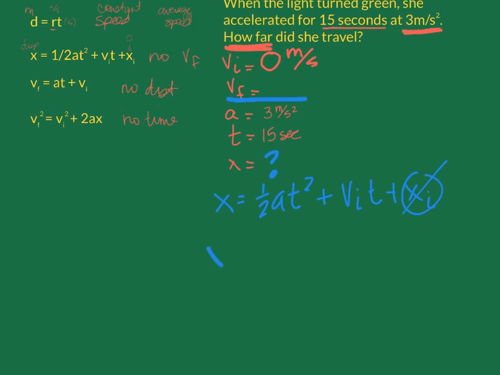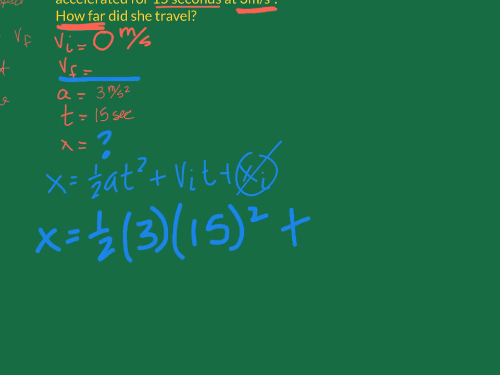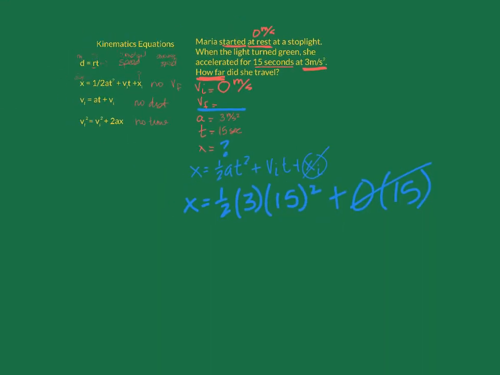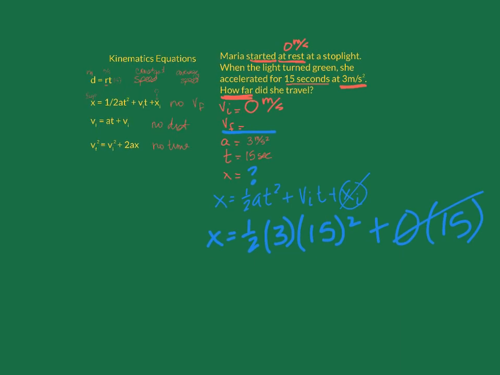We have X equals 1/2 her acceleration, so times 3, times her time, 15, and only the time is going to get squared, plus my initial velocity, which was 0. 0 times 15. What's 0 times 15? 0. So we don't have to do that. So see, we've got easy math. It's actually easy to solve. It looks ugly, but it's not.